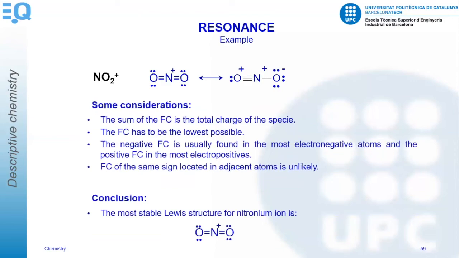Here we have another example, now with the ion NO2+. We have to take into consideration that, as the total charge of the molecule is positive 1, the sum of its formal charges must be this value. In this example, we have 2 possible resonance structures, but the most stable one is the first, as the formal charges are lower in absolute value than in the second one, and also because it is unlikely to have 2 charges of the same sign in adjacent atoms.